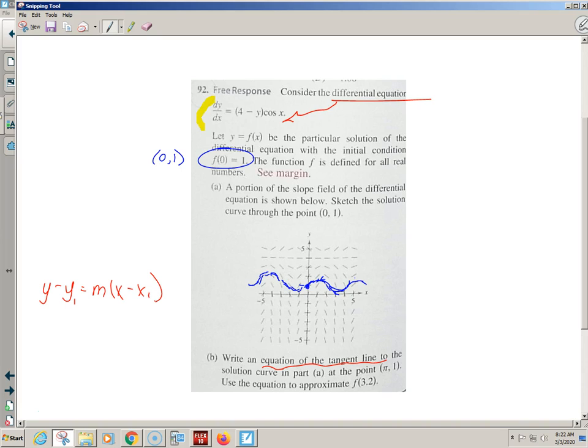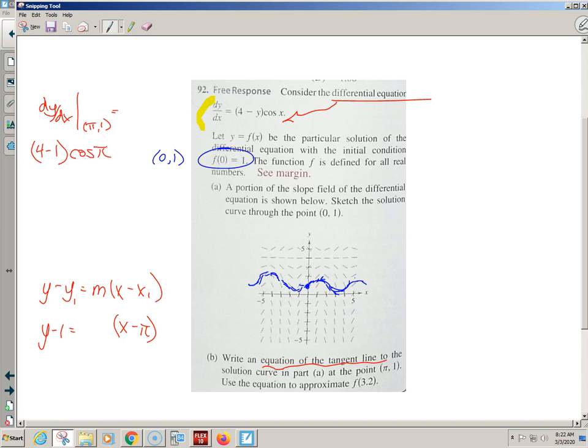At the point pi, 1. Oh, sweet. Pi goes in the x spot, right? 1 goes in the y spot. You check in 17C and see if you know how to do it. But this one, I also need a derivative. Hold on, where does the slope of the tangent line come from? The differential equation. Slopes. So can't we figure out dy/dx at the point pi, 1? You guys doing it for 17C for that differential equation? Plug it in, I get 4 minus the y value times cosine of the x value.